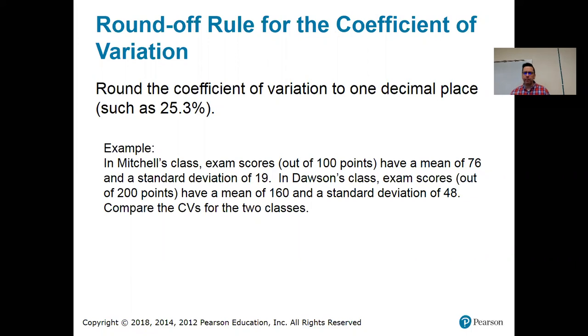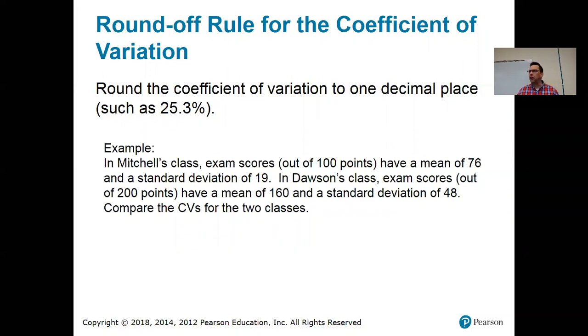Okay, so the example is in Mitchell's class, exam scores out of 100 points have a mean of 76 and a standard deviation of 19. By the way, this is completely made up. In Professor Dawson's class, Dr. Dawson, exam scores out of 200 points have a mean of 160 and a standard deviation of 48. So let's say that I was trying to compare the amount of variation in my class versus Professor Dawson's. That's kind of difficult to do just by looking at these numbers.